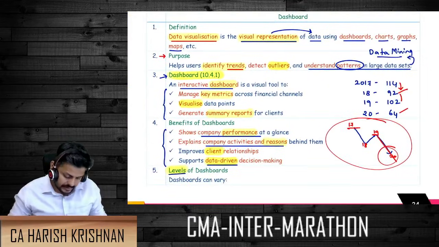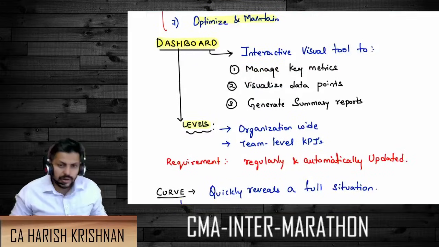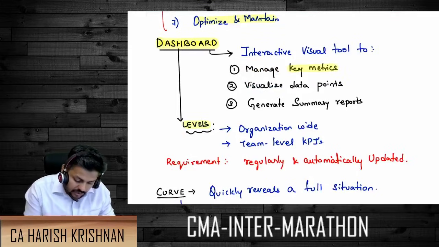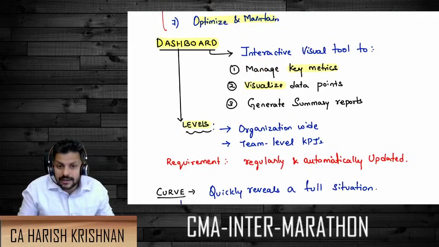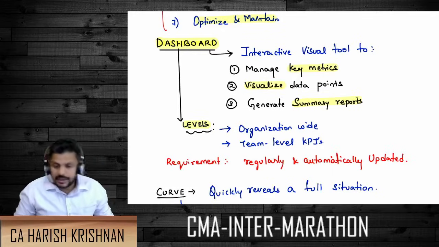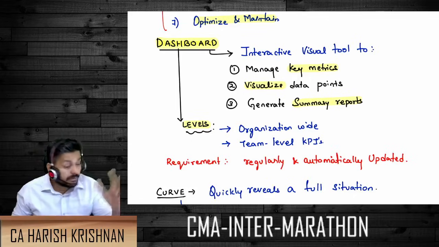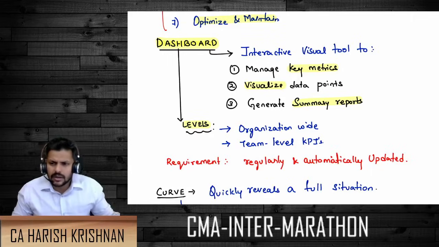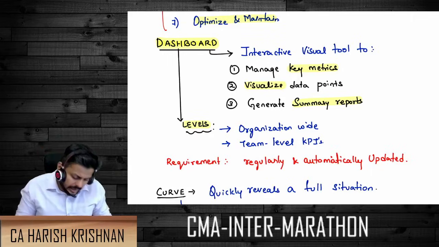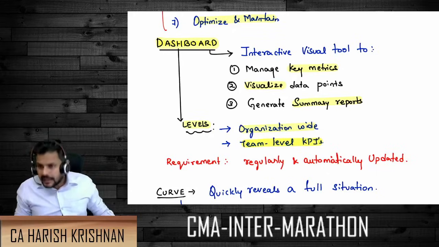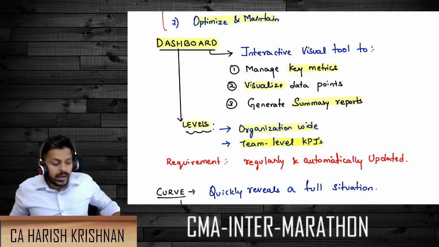Back to our summary sheet. A dashboard is a very interactive visual tool, which will help you to manage key metrics, visualize all the data points, and generate summary reports. Who can use the dashboard? A dashboard crunches everything to present it on one screen. Earlier dashboards were used only by top management people, but it's not like that now. It can be used organization wide, and it can be used even at team level. Key performance indicators can also be figured out from a dashboard.